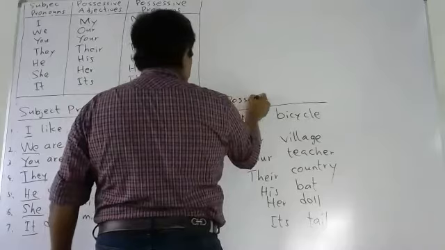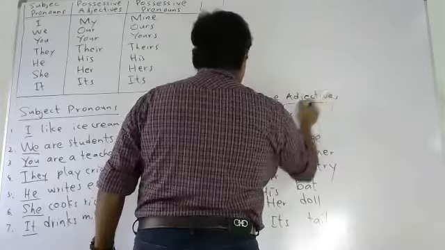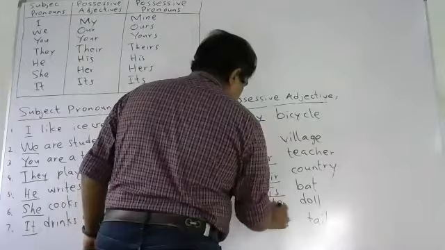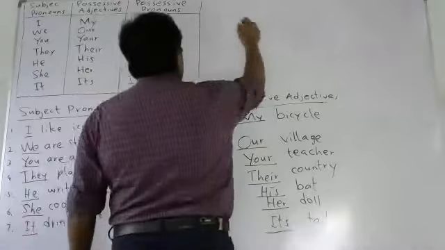Possessive adjectives. Now here are the examples for the possessive adjectives. My, our, your, their, his, her, its. They are possessive adjectives. And the next one, possessive pronouns.